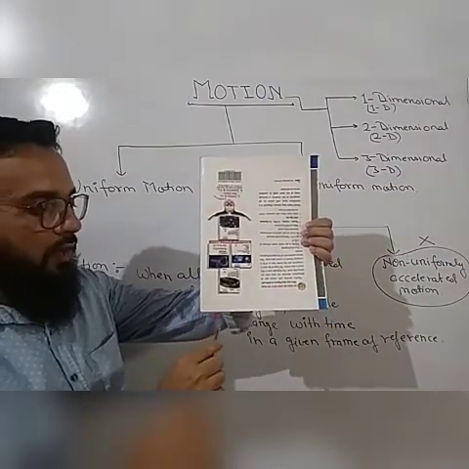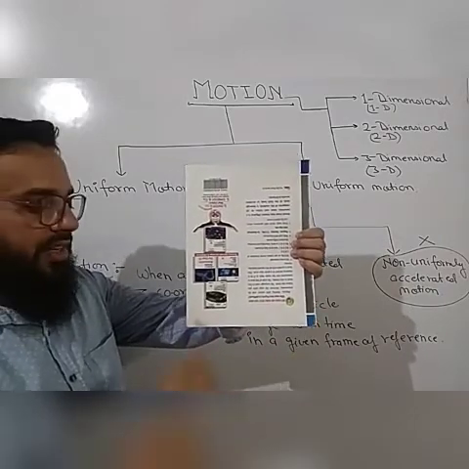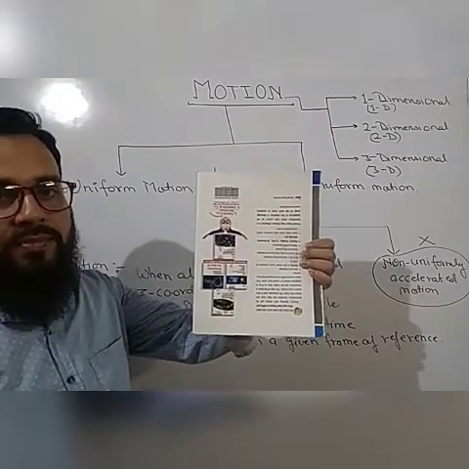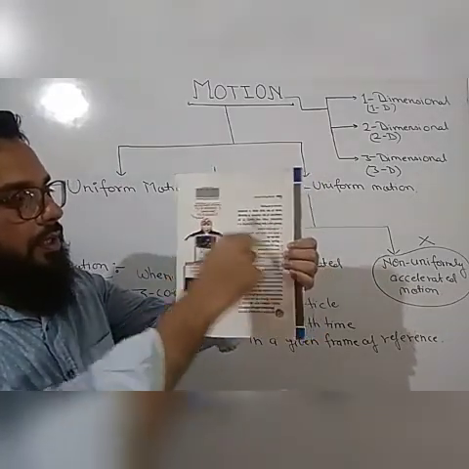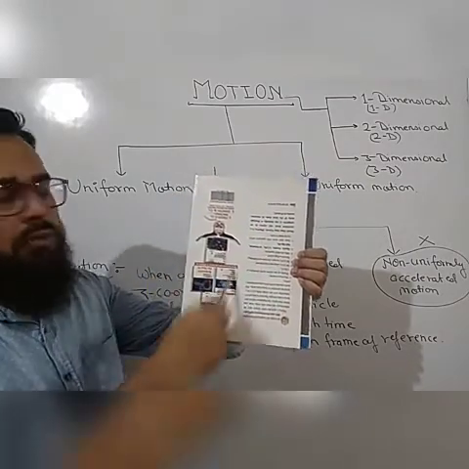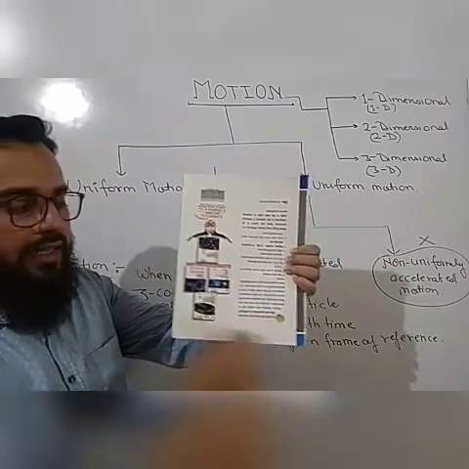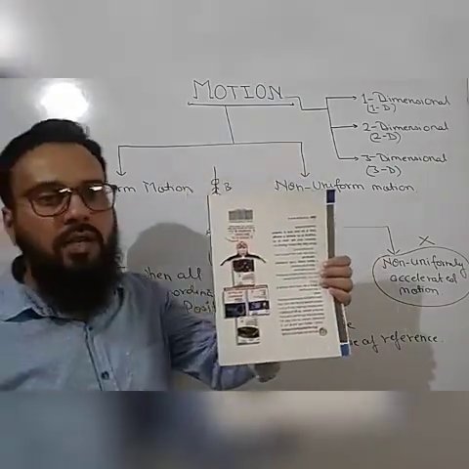So when all the three coordinates change, suppose a particle starts from this point and is moving along this border only, it will be a one-dimensional motion. If it is moving along this border only, it will also be a one-dimensional motion. But if it starts moving like this, then it will be a two-dimensional motion, because it is moving on the xy plane. The x-axis is changing, the y-axis is changing in this way. This will be a two-dimensional motion.